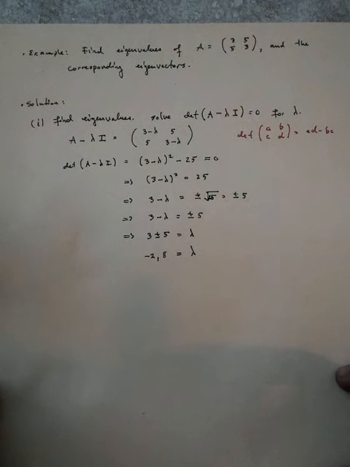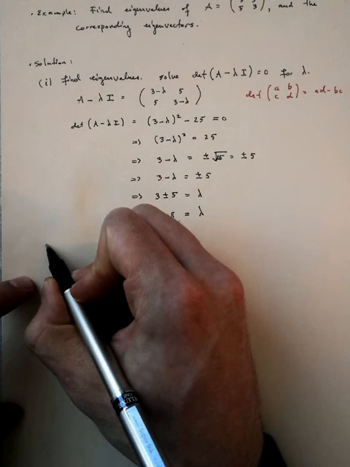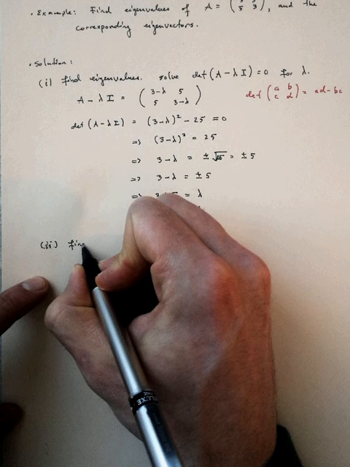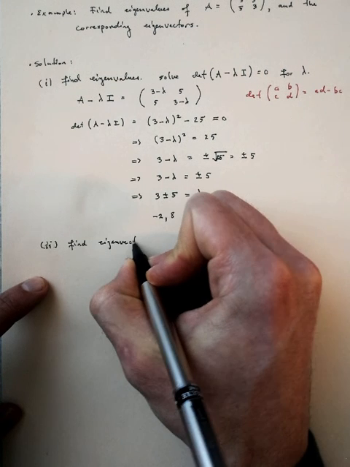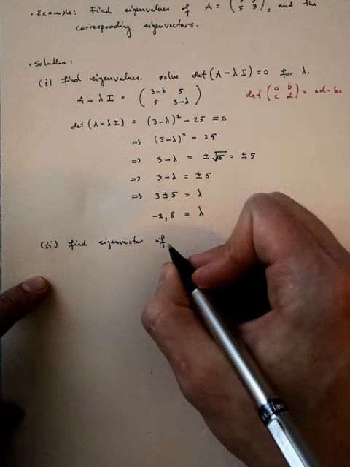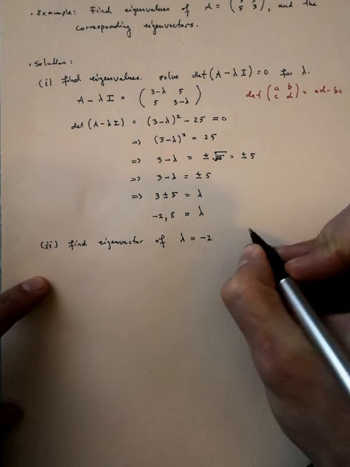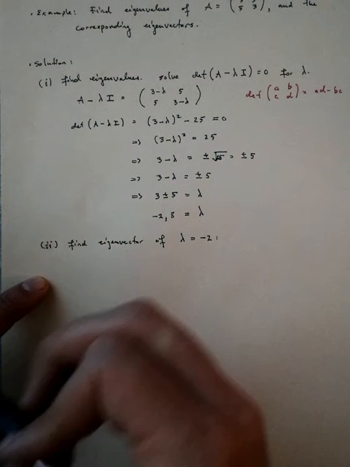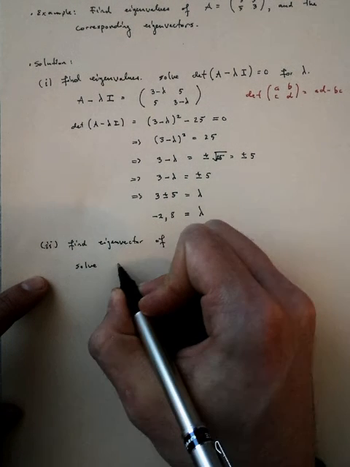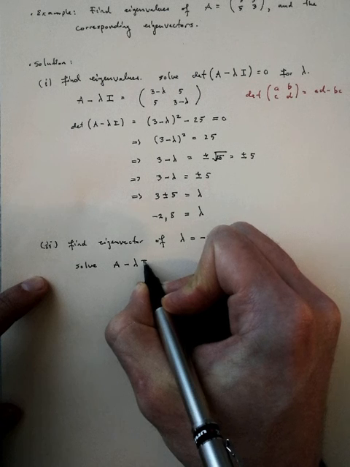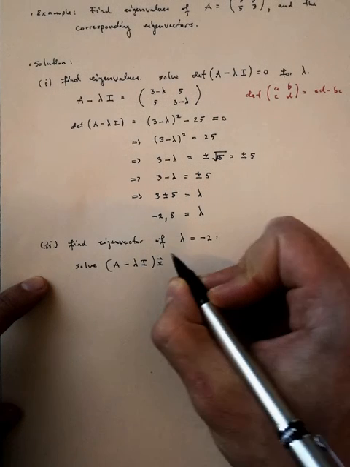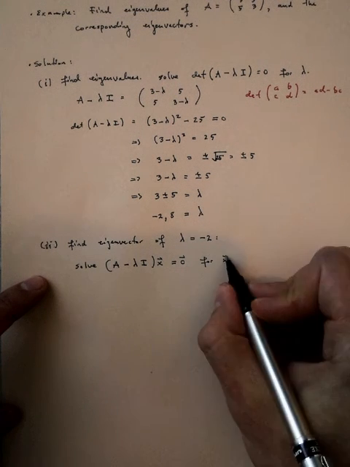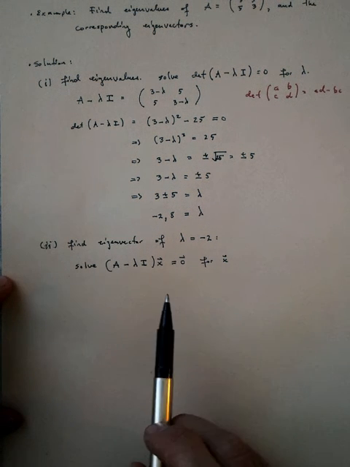Okay, now I need to find each eigenspace. So the second part will be to find the eigenvector of, let's start with lambda is -2. Okay, so what I have to do is I have to solve A minus lambda times the identity times x equals 0 for x. So remember, that's the definition of an eigenvector.